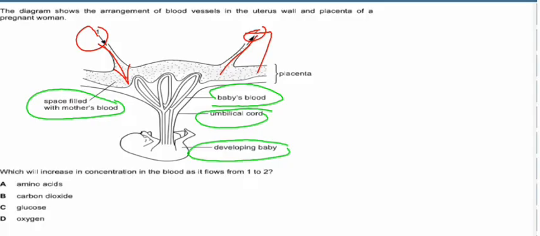Okay. Then the question is saying which will increase in concentration in the blood as it flows from 1 to 2. So the mother is going to supply oxygen and glucose, or the nutrients needed by a baby. Then inside the baby, respiration is going to occur and carbon dioxide is going to be produced. So at 2, carbon dioxide is going to increase. So the answer is just going to be B. From 1 to 2, carbon dioxide is going to increase.